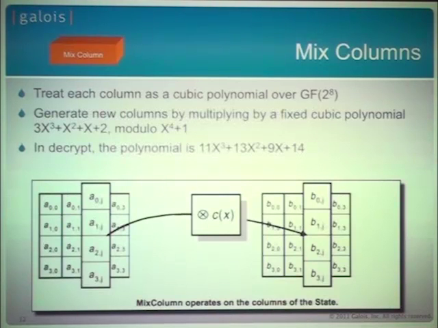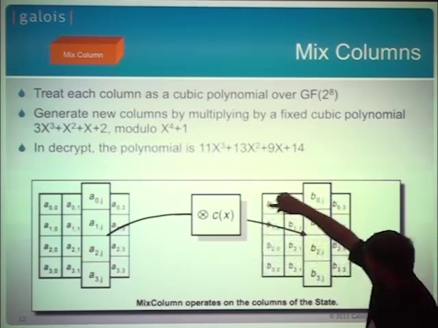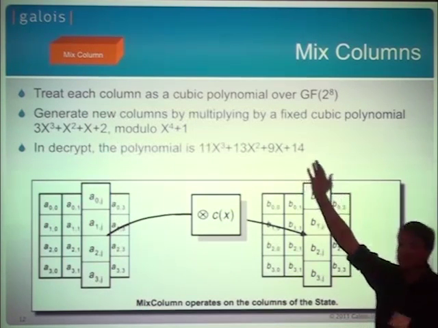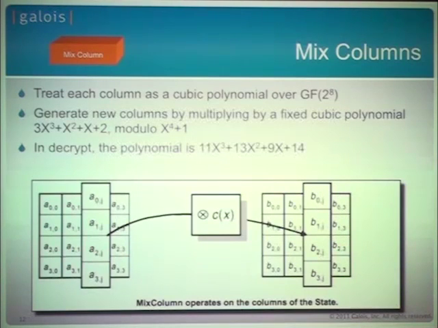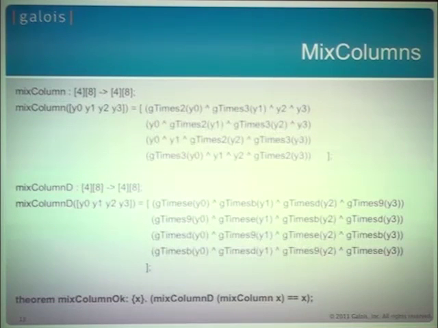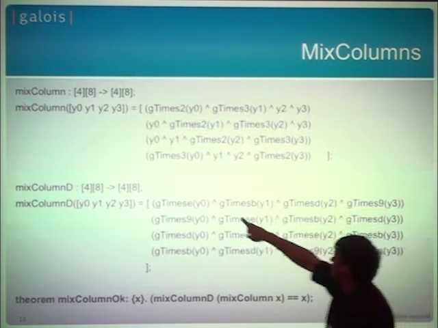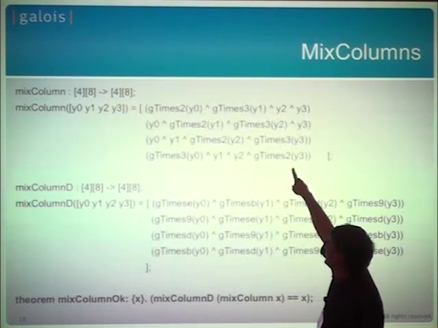So I talked about mix column. Mix column is going to take a column of this matrix, view it as a polynomial, and produce this new column. And so I multiply by one thing in encrypt. In decrypt, I multiply by a very different polynomial. And again, when I implement this kind of thing, I want to make sure that the two things are inverse of one another. So this top one is the multiplication by that first polynomial. You'll see the 3, 1, 1, 2 there.